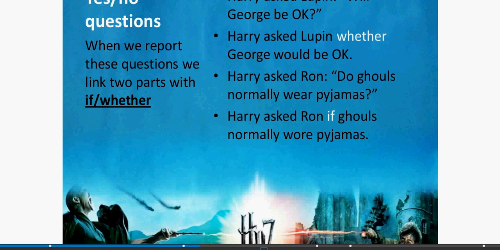Note the change of the words that we said before, I mean the verbs, and sometimes if you find the pronouns. Then Harry asked Ron, do ghosts normally wear pajamas? So Harry asked Ron if, I can use whether, it's okay, ghosts normally wore in the past pajamas.